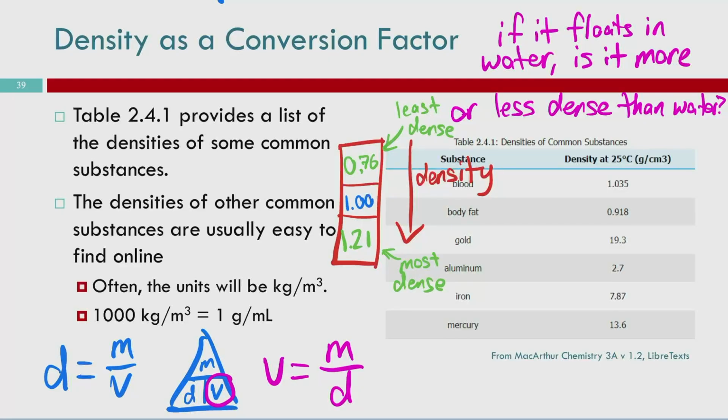Question? Is there also an equation to find mass? Yeah, so if we wanted to find mass with this triangle, mass is on the top, we'd look at the other 2 things. Density and volume are right next to each other, so those would multiply. So density times volume gives us mass.